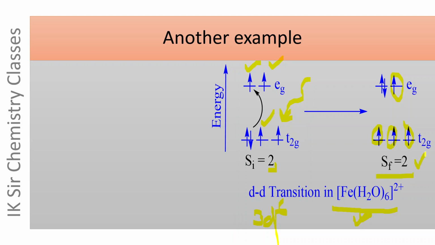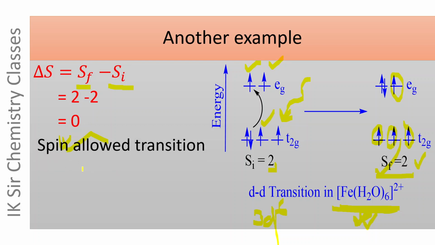that is 2. Let us now calculate the value of delta S, which is equal to Sf minus Si. Sf is 2 and Si is also 2. Therefore, delta S will be equal to 0. That is, the electronic transition in [Fe(H2O)6]2+ does not lead to a change in spin multiplicity, and hence it will be a spin allowed transition.